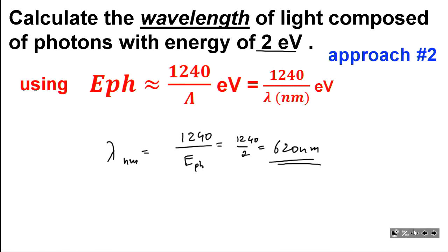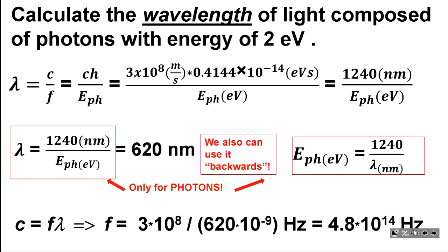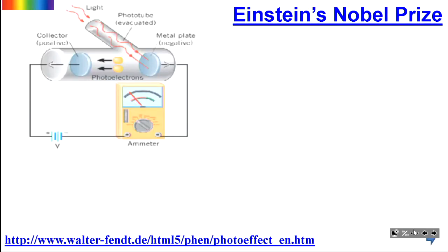So those are shortcuts, but I strongly recommend to practice using those shortcuts. Different types of shortcuts can be used one way or another. This 1240 coefficient relates the energy of a photon measured in electron volts and the wavelength of light measured in nanometers, which is normally the case.